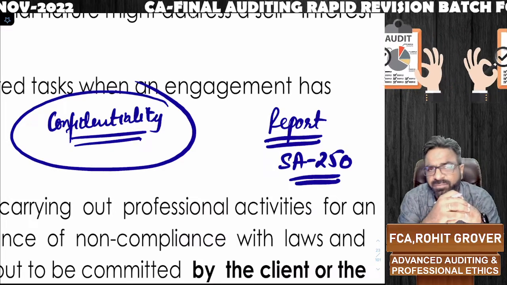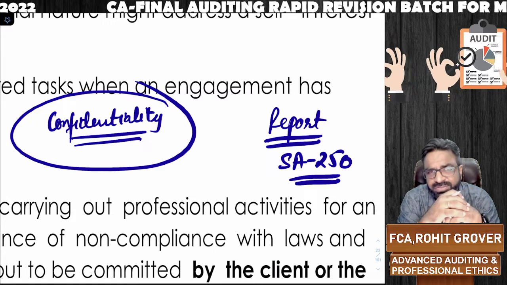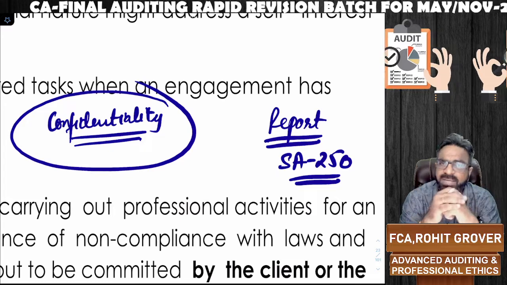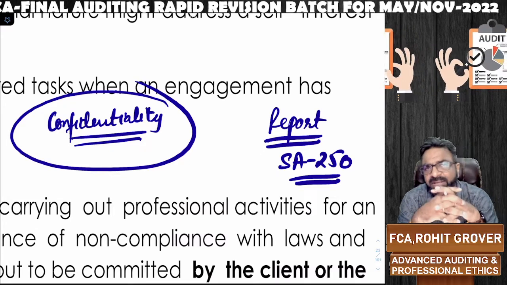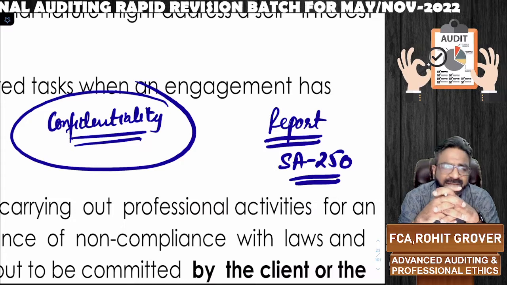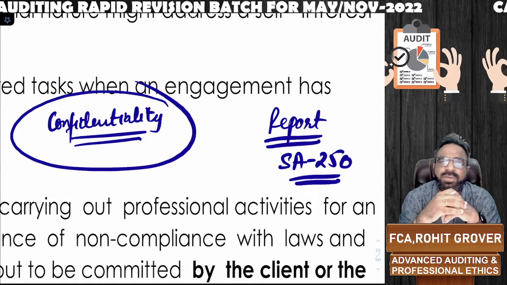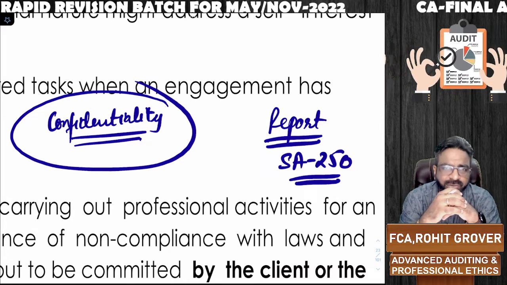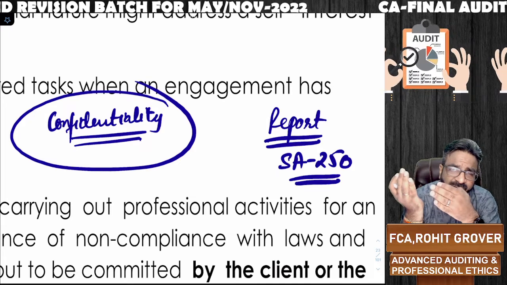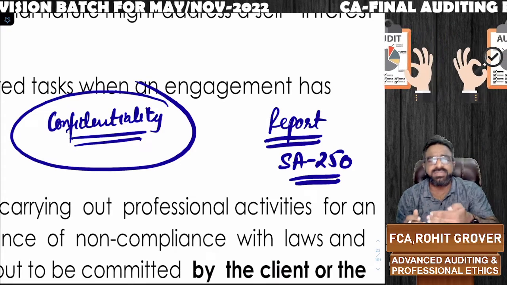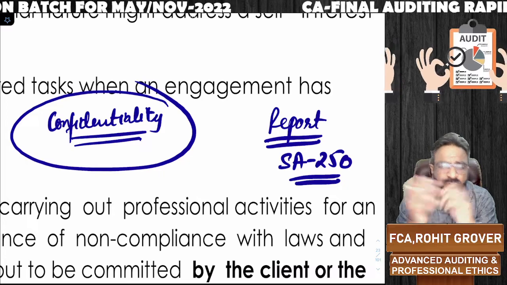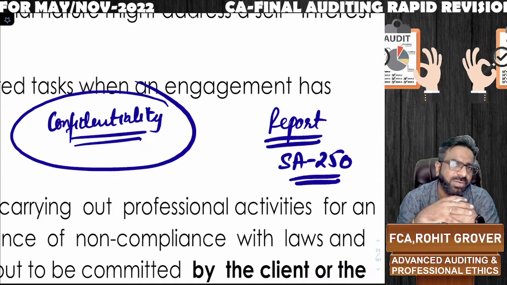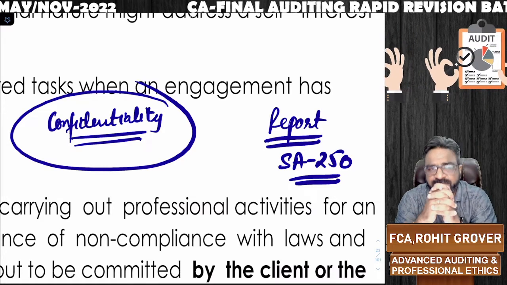Sir, what is SA 250? Consideration of laws and regulations. Now, as per SA 250, as and when you see any kind of non-compliance of laws and regulations which directly impacts the financial statements of the client, what is your responsibility? You have to modify your report, and you have to communicate to the higher authorities. But if you want to communicate to the higher authorities, another ethical principle comes in your way, that is called confidentiality. So what to do, what not to do? This was the biggest ethical dilemma for chartered accountants in practice and professional accountants in practice.